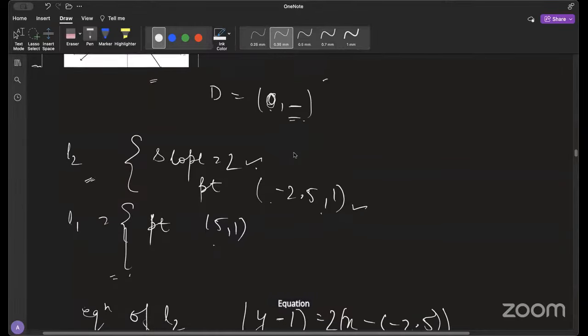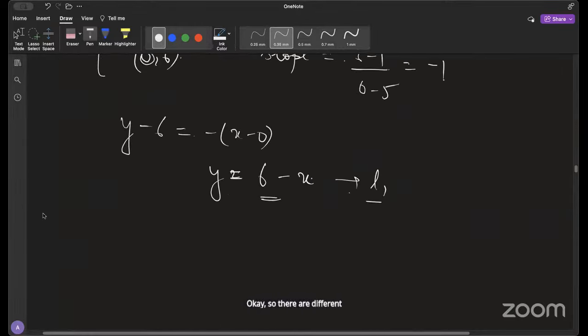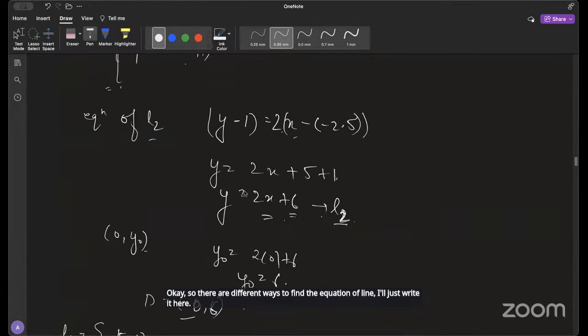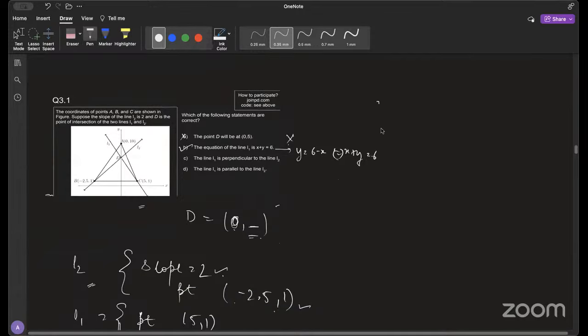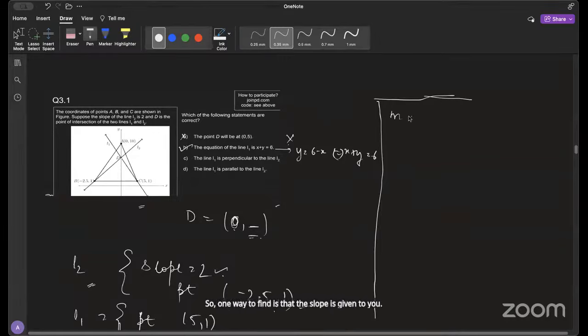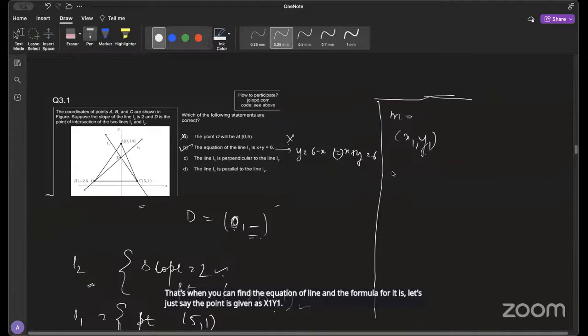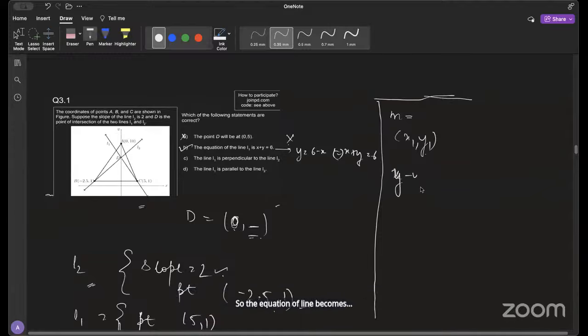Equation of line. Okay, so there are different ways to find the equation of a line. I'll write those things here. One way is that the slope is given to you. Slope you represent by m. This is given to you and a point is given to you, x, y. That's when you can find the equation of line. Let's say the point is given as x1, y1. So the equation of line becomes y minus y1 equals m times x minus x1. There x1 comma y1 is the point through which the line passes and m is the slope.